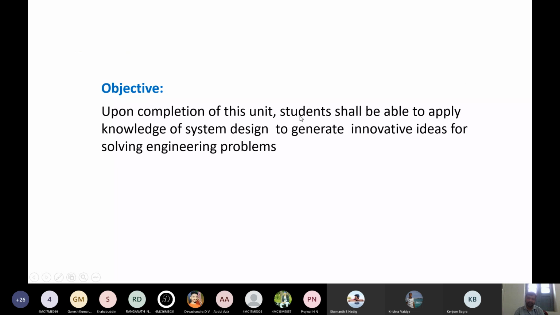Upon completion of this unit, students shall be able to apply knowledge of system design to generate innovative ideas for solving engineering problems. Okay, next, creativity. What do you mean by creativity? You call someone as, okay, he is creative. When do you consider someone as creative?